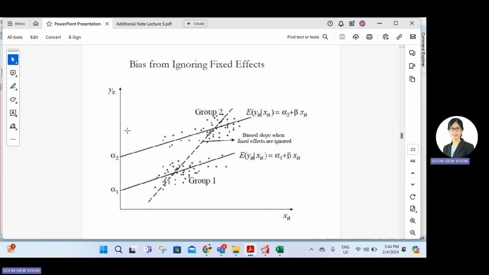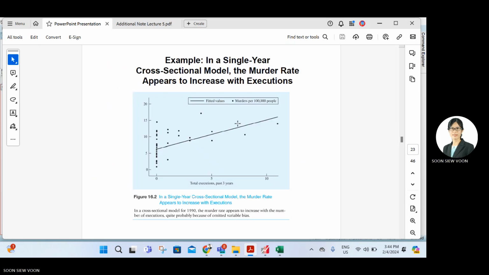Okay, so that is the point: if you ignore this fixed effect and just estimate one regression, actually it's biased if you just estimate this equation 9. In fact, a different firm should have a different regression line, right? So there is a bias from ignoring the fixed effect.